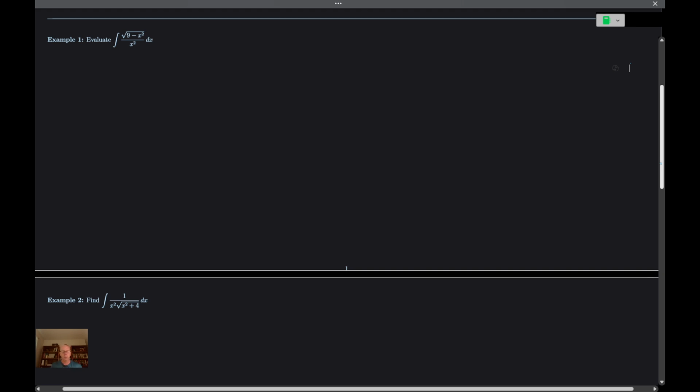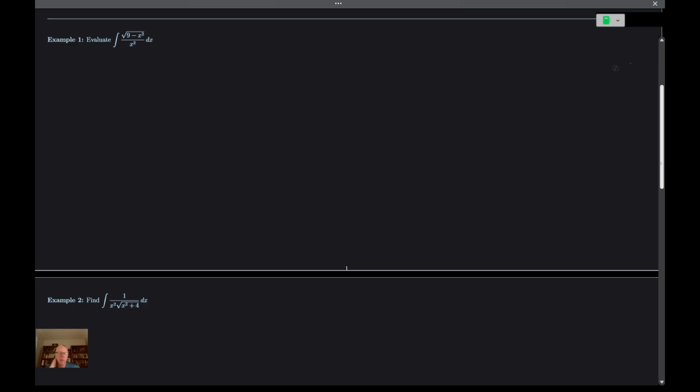We're starting a new section, 7.3, and I believe this one's called Trigonometric Substitutions. When you look at these first couple of examples, you don't see any trig. If you just saw number one, the square root of 9 minus x squared over x squared, you might think substitution, you might think integration by parts.